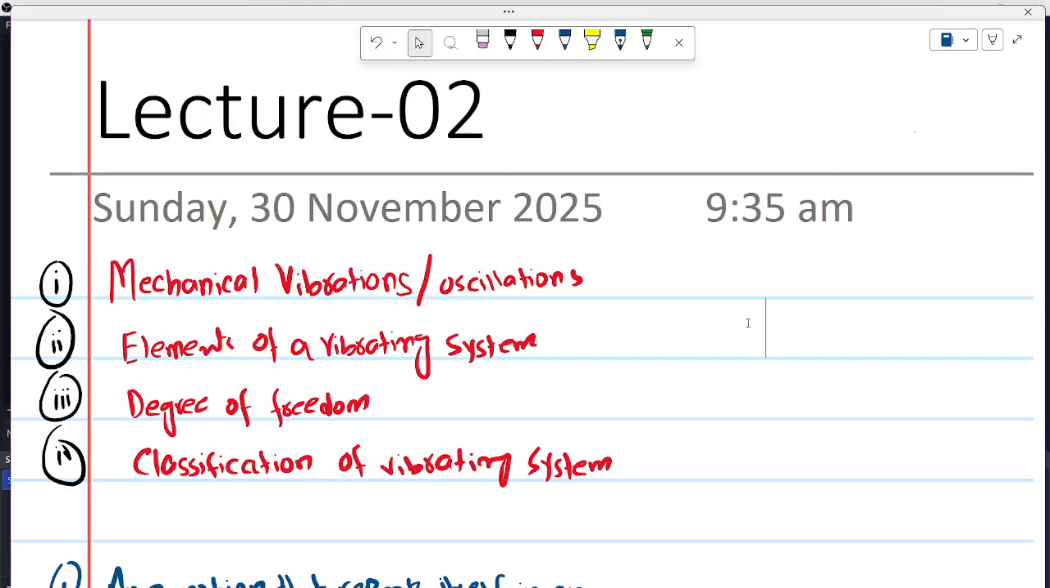Welcome to the second lecture of our mechanical vibration subject, and in this lecture we are focusing more on mechanical vibrations. In the last lecture we discussed what system dynamics is, and we studied what we mean by system, how to classify them, and what is meant by dynamics and dynamical system.